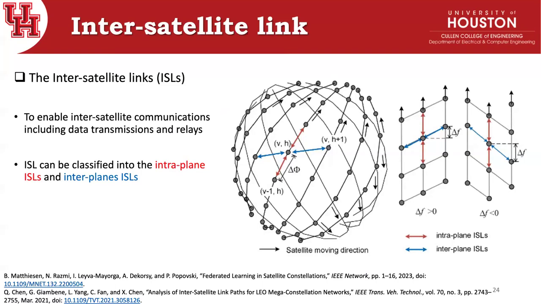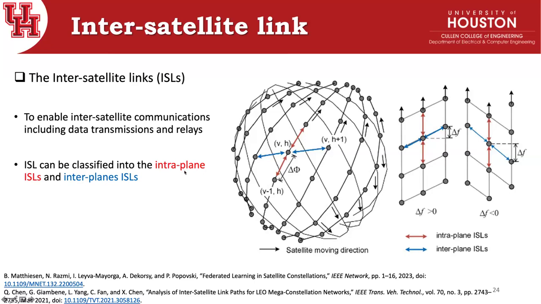So the satellites in space will not only have consistent contact with the ground system, but many of them will be communicating with one another directly. So to enable the inter-satellite communications, including data transmissions or relays, the inter-satellite links emerge. The inter-satellite links can be classified into two types, which we have talked about previously.